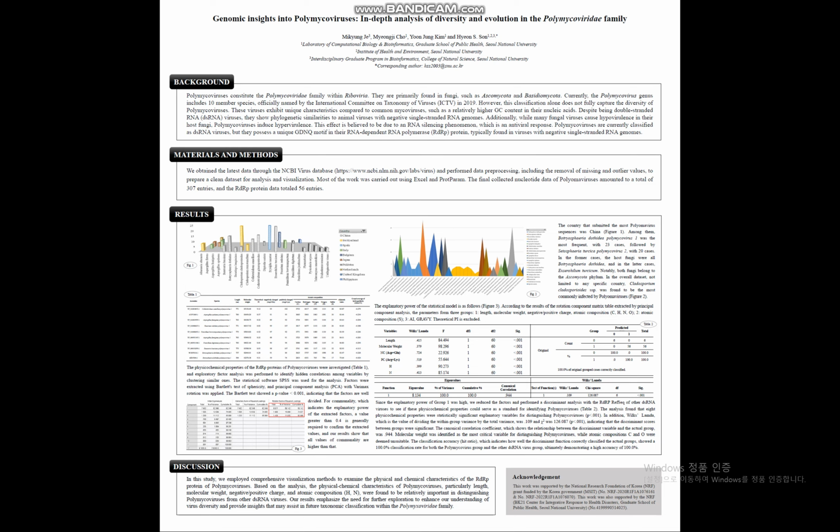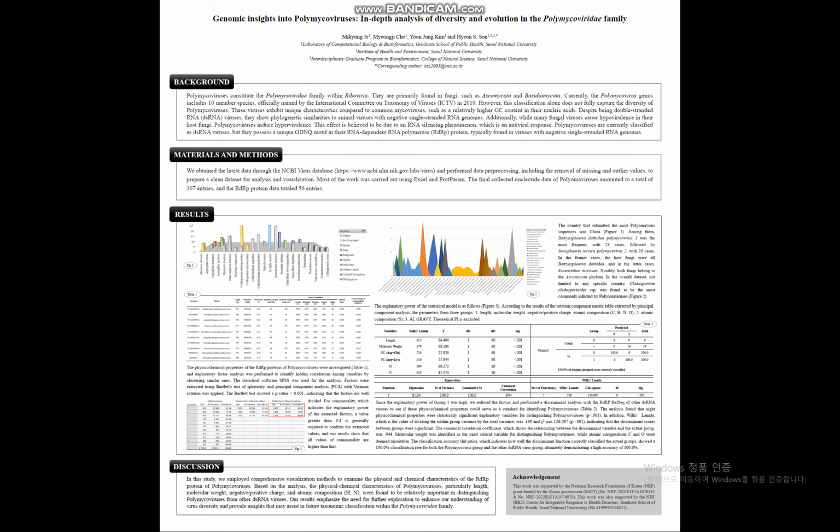Since group 1 had high explanatory power, we used discriminant analysis to compare these parameters with other dsRNA viruses to see if they could help detect polymycoviruses in table 4. We found that the 8 selected physical and chemical characteristics were statistically significant for identifying polymycoviruses.